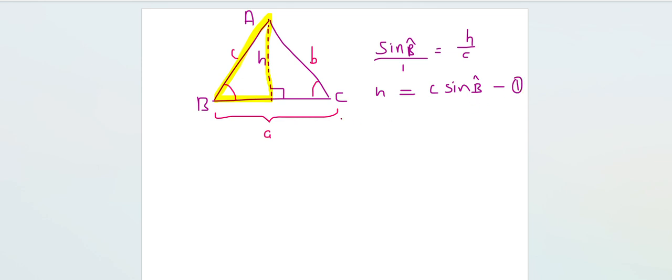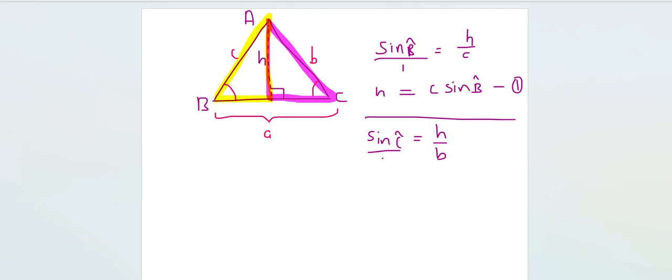If I do the same thing with the other triangle, let me highlight it with a different color. Now I'm solving this triangle. I'm going to use the same trigonometric ratio, sine. The sine of angle C is equal to the opposite, which is still H, divided by the hypotenuse of this triangle, which is B, the longest side. If I cross multiply, I find that H is equal to B multiplied by the sine of angle C. I can call this equation number 2.